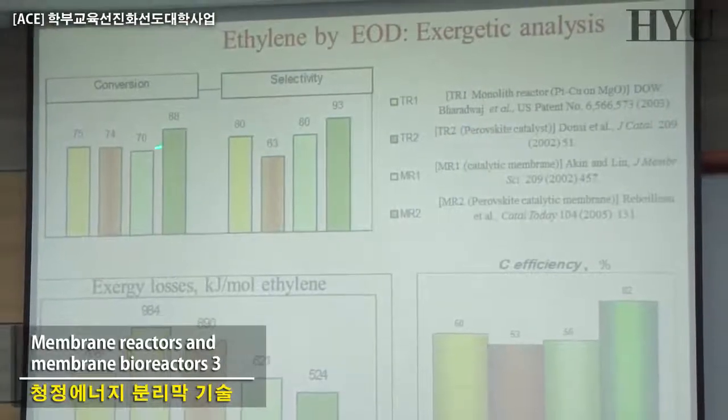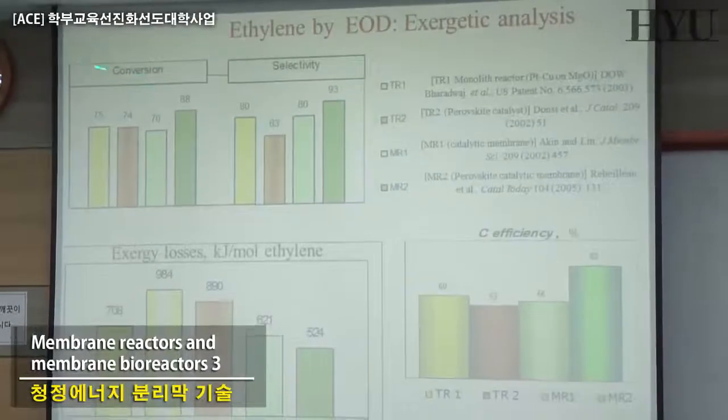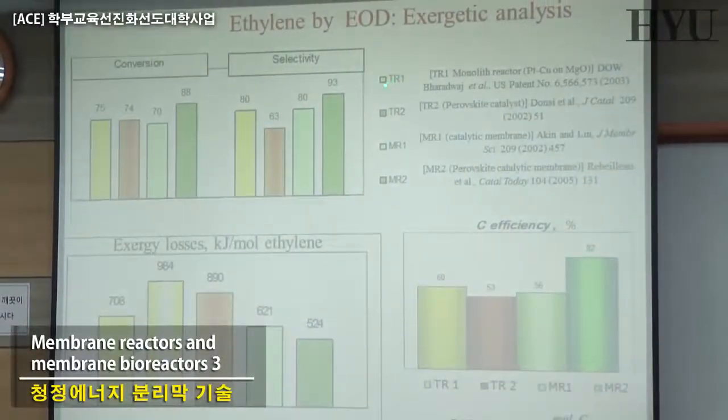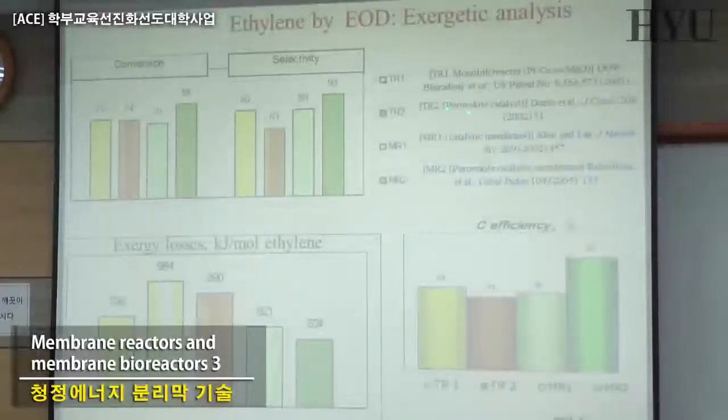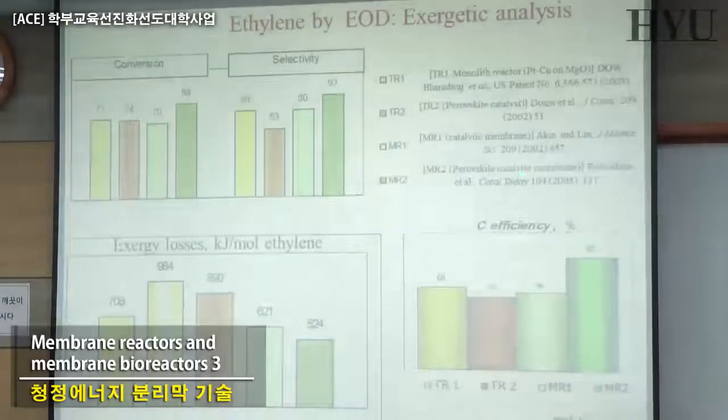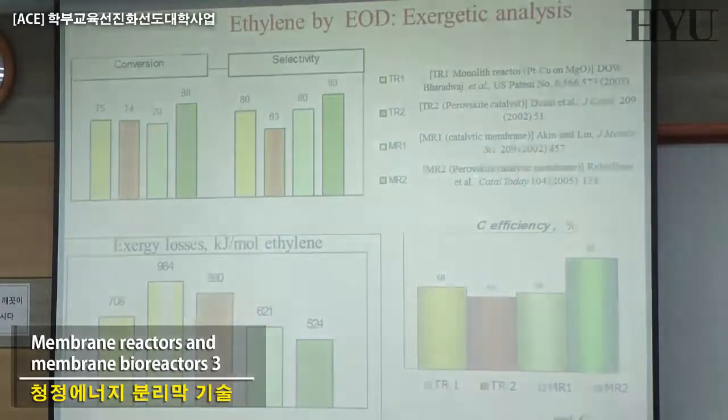And if you do it this way and just study the conversion and the selectivity of your system, the traditional reactor is the yellow one, if I remember, and the other ones are the membrane reactors, MR2 and MR1, the green. You will see that in terms of selectivity and conversion, all the data are much more interesting. By the way, these are data from literature already, and you are assuming that you are working on perovskite.